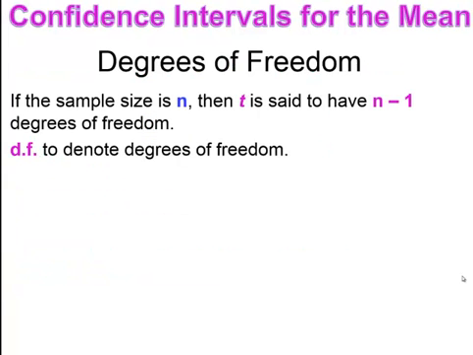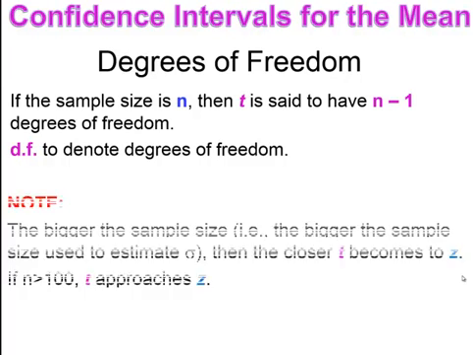The degree of freedom. If you have a sample size n, then t is said to have n minus 1 degrees of freedom. And it's denoted as df. This allows for discrepancies in our values for the standard deviation. So we use the degree of freedom to give us a true value.